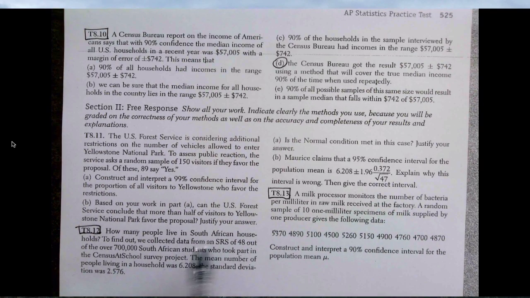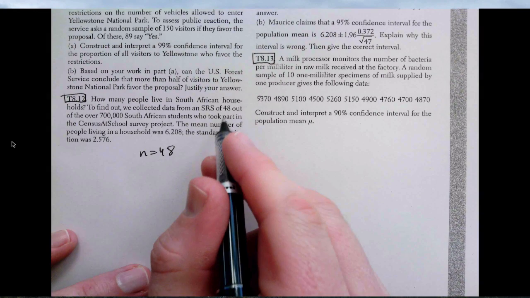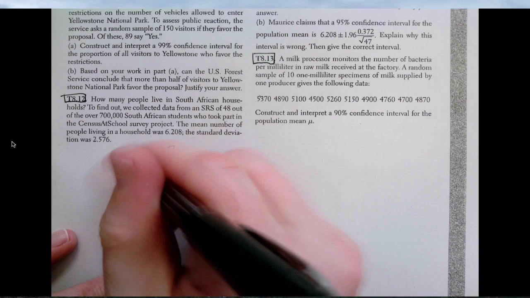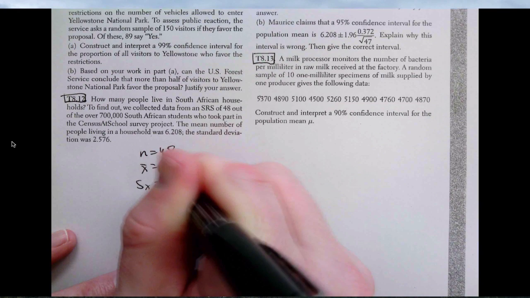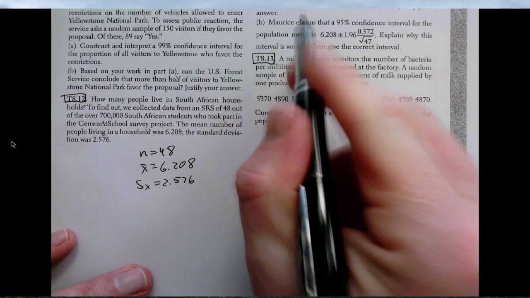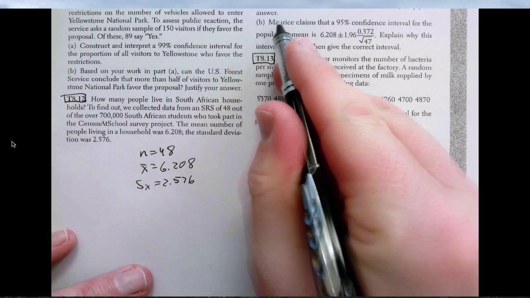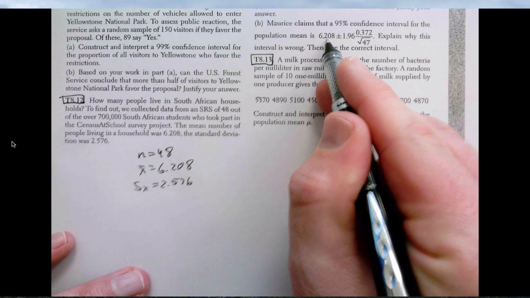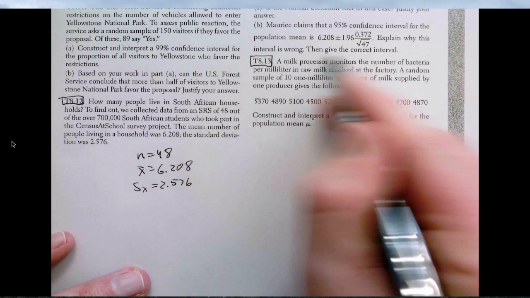All right, how many people live in South African households? To find out, we collect an SRS of 48. Okay. Out of the over 700,000 students who took part in this census, okay, the mean of this was 6.208. The standard deviation was 2.576. Okay, part A says, is the normal condition met? In this case, sample size is 48, so we're good to go. Justify your answer. B says 95% confidence interval for the population is 6.0208 plus or minus 1.96 times this. Explain why this interval is wrong, then give the correct interval.